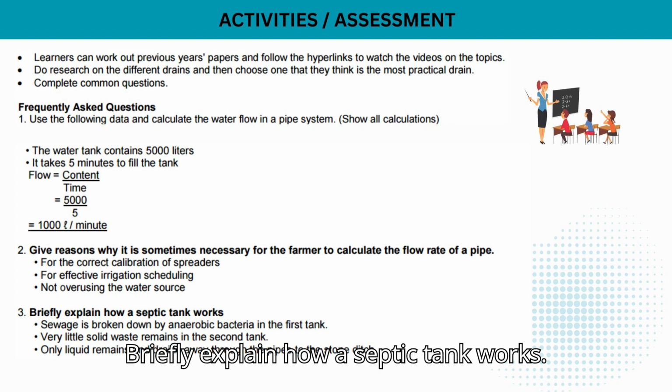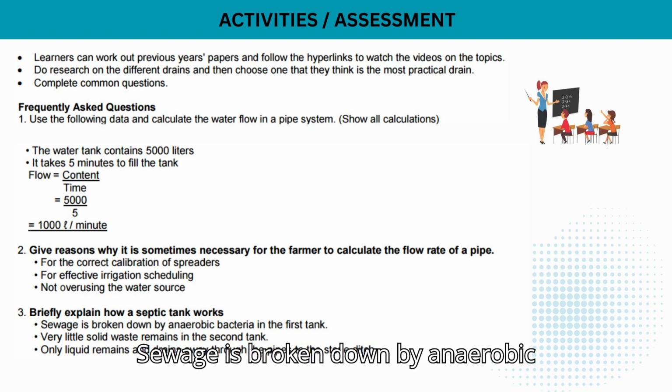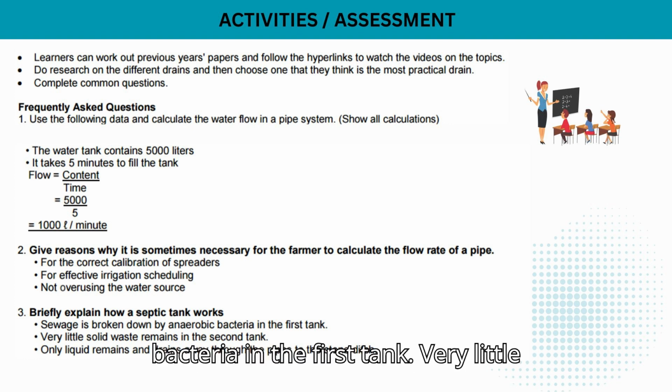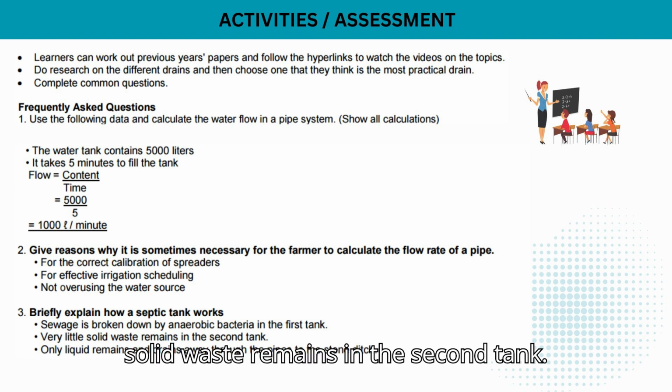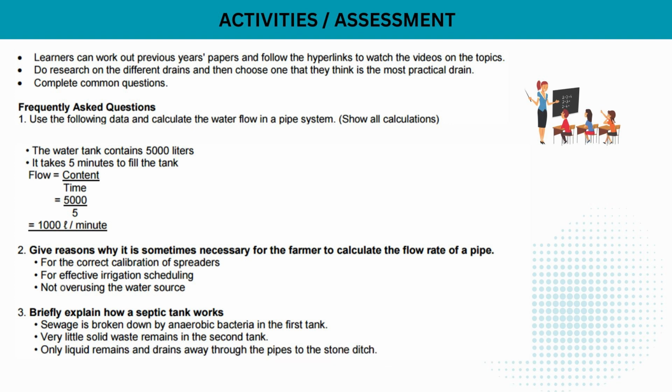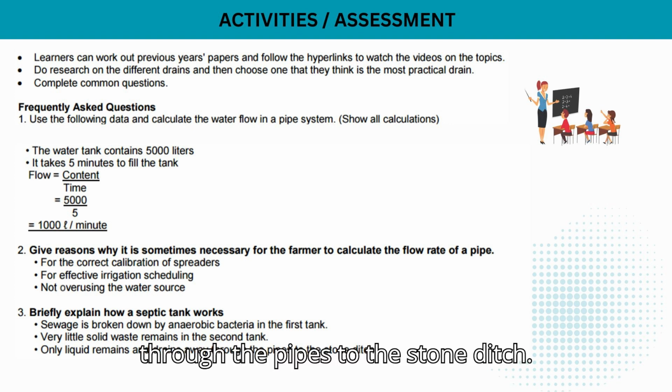3. Briefly explain how a septic tank works. Sewage is broken down by anaerobic bacteria in the first tank. Very little solid waste remains in the second tank. Only liquid remains and drains away through the pipes to the stone ditch.